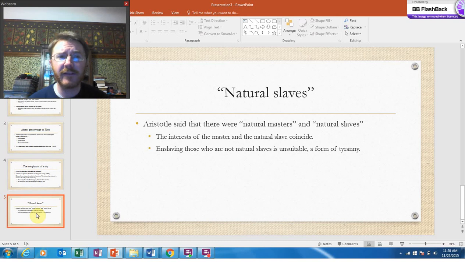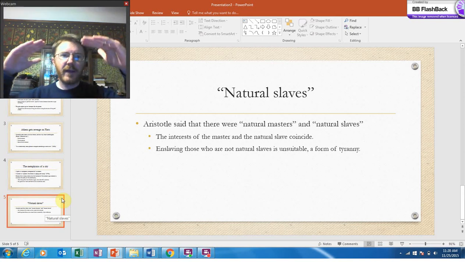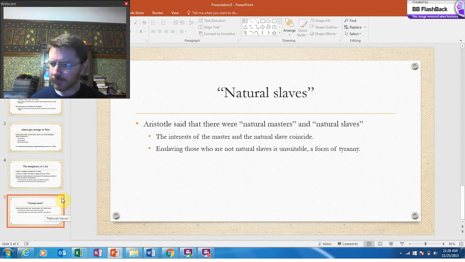Now, Aristotle did not think that we should enslave people who are not natural slaves, maybe to short-term versions of slavery, maybe to indentured servitude, but not to permanent slavery. Because for them, the interest of the master and the slave do not coincide. So you have to be in this narrow set of people who are naturally slaves in order for it to be good for you to be enslaved.